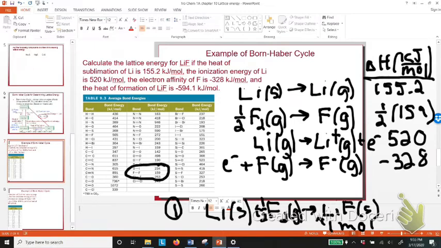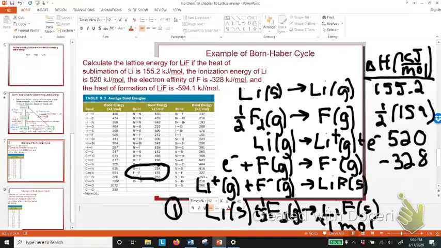So this often confuses people because they're like, well, how can it go from a gas to a solid? But remember, by definition, and I told you we would come back to this, by definition, lattice energy is the amount of energy you need to break apart an ionic compound into its gaseous ions. So that's why the ions are gases, but the ionic compound is the solid.